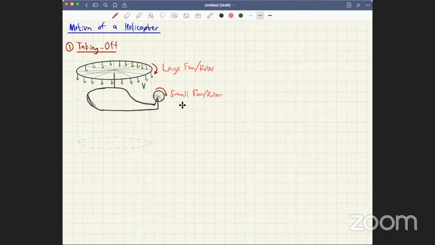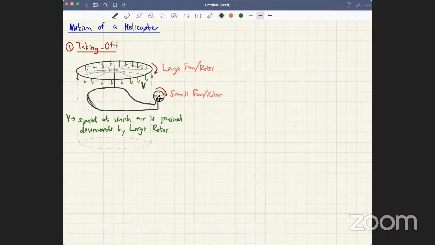Okay, right. So what is this V? Let's describe V. V is the speed at which air is pushed downwards by the large rotor. That is V. Okay, it's not the velocity at which it's tangent. It's not tangential velocity.